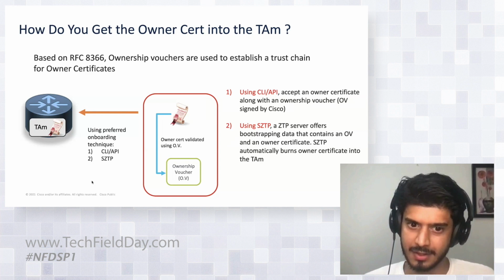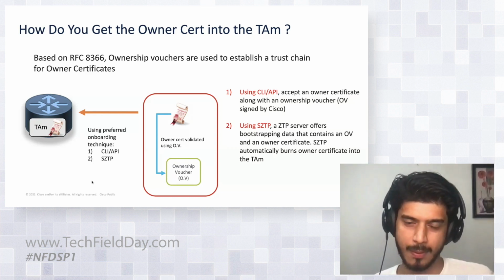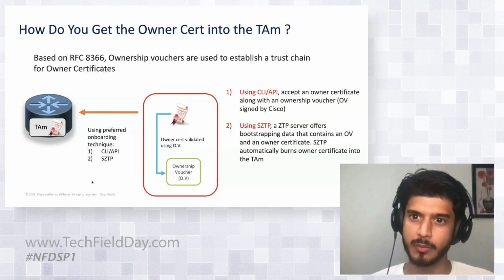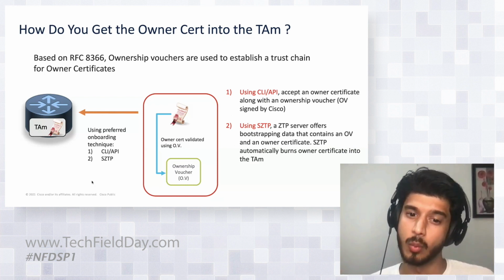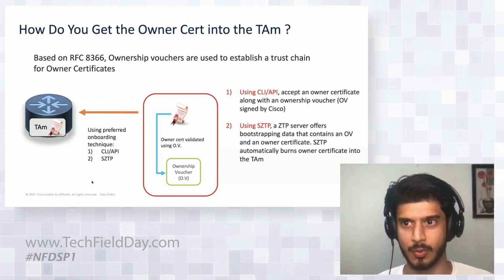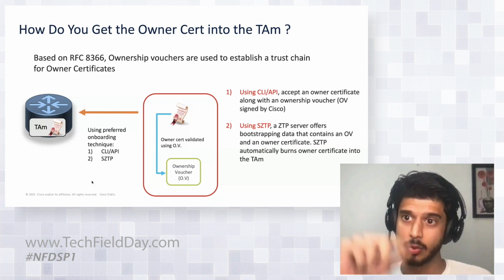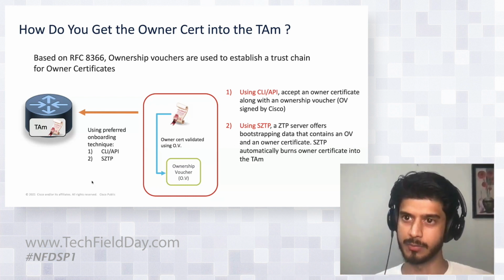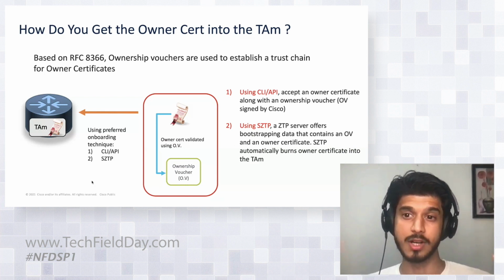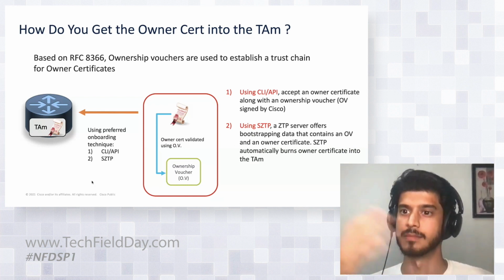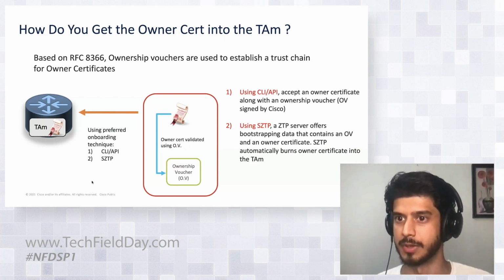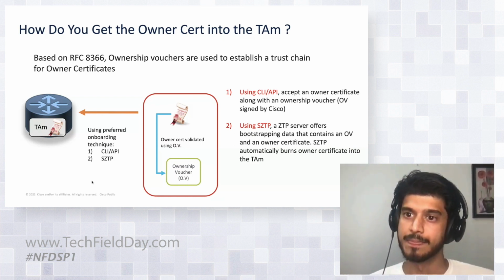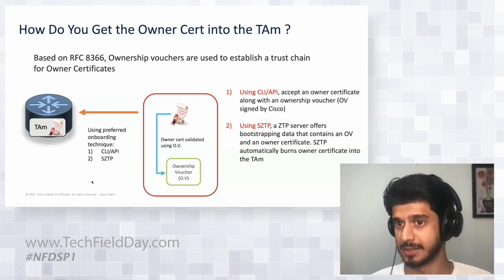And why does the device actually care about the ownership voucher? Well, because this ownership voucher will be signed by the vendor, in this case, Cisco. And that is how you create a trust chain where the device accepts the signature of the ownership voucher based on the keys that are already burned by Cisco manufacturing into the TAM, uses that to validate the owner cert, and pushes it into the TAM. And you have ownership establishment effectively. This is essentially RFC 8366, right?